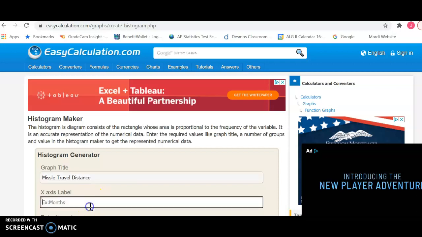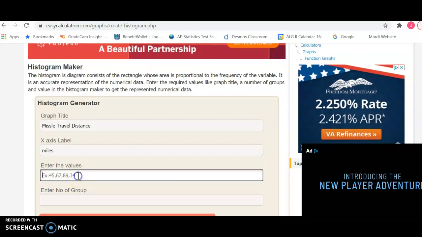And then it wants units down here. This is going to be in miles. This is how far they traveled in miles. And then we're going to enter these values. You are going to use commas to separate, no spaces.